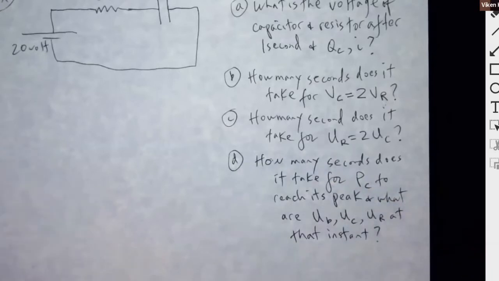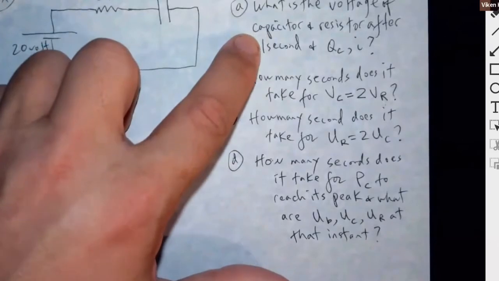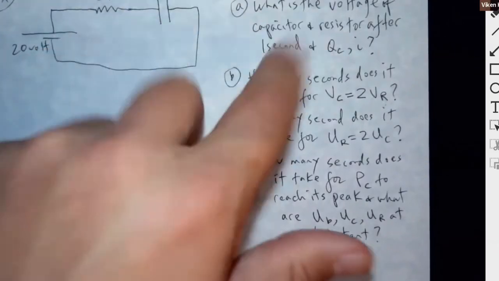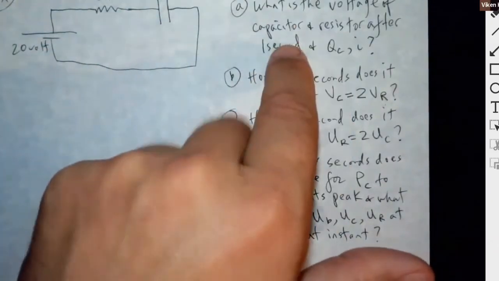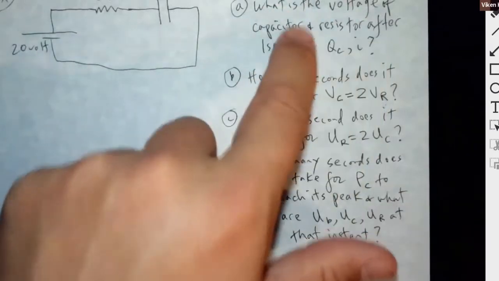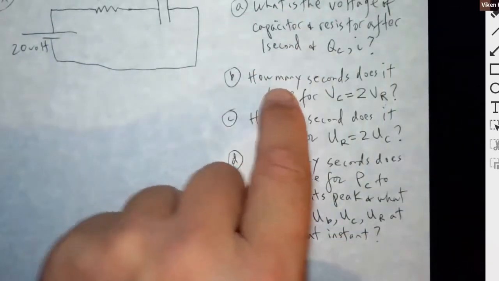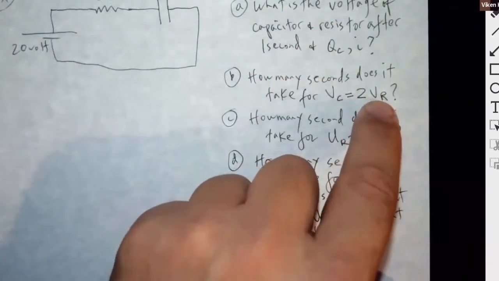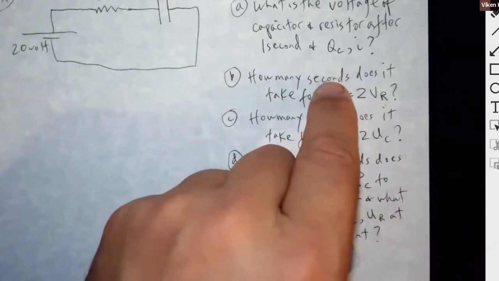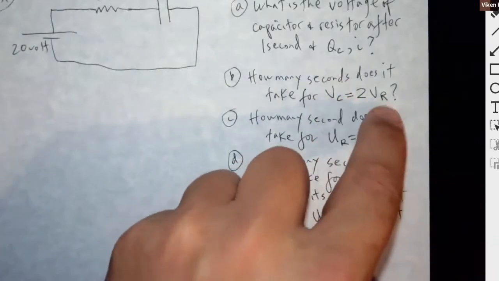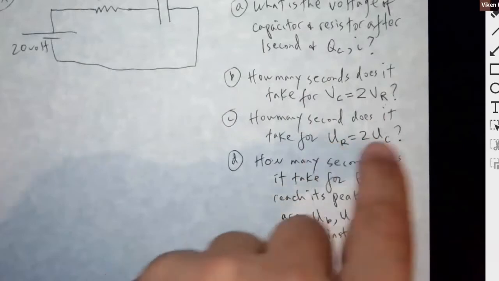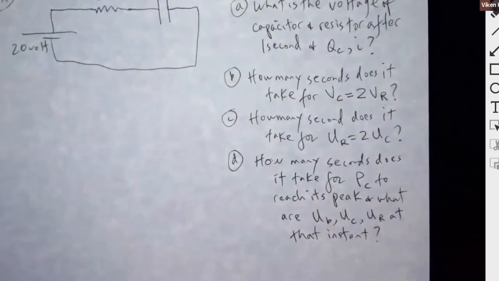So these are several different questions we can ask, although we could ask many more, but I'm just giving some random possibilities here. So what is the voltage of the capacitor and resistance after 1 second? Here I'm giving you the time, and then I'm saying solve for all the unknowns. Here I'm saying I'm giving you a certain condition. How many seconds will it take for this condition to be satisfied? Here I'm also giving you a condition, you see?